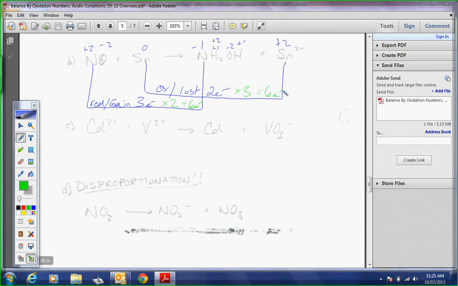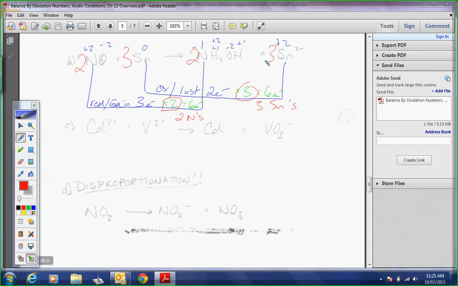So then I bring those numbers up. So I'm bringing the 2 up for the nitrogens. I want 2 nitrogens, and I want 3 tins. So to get 2 nitrogens, I would put a 2 there, and a 2 there. And to get 3 tins, I'd put a 3 there, and a 3 there.